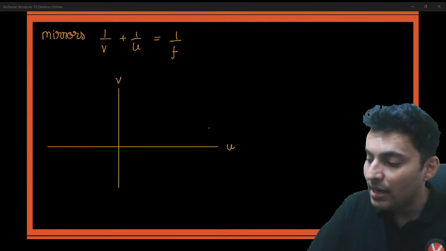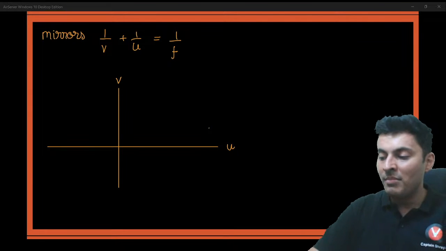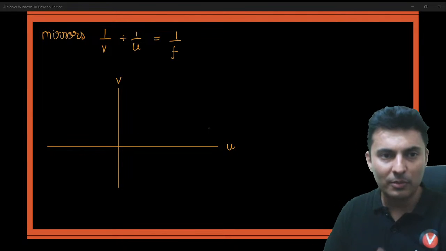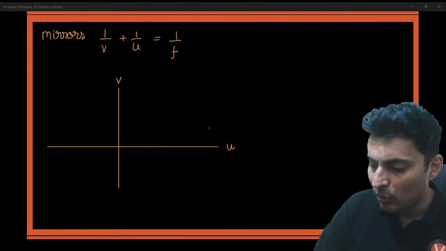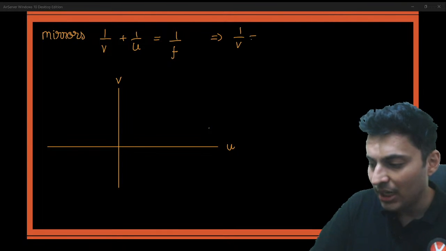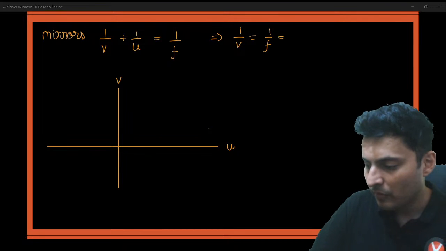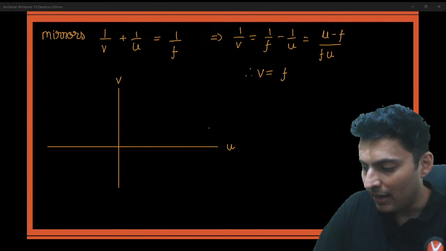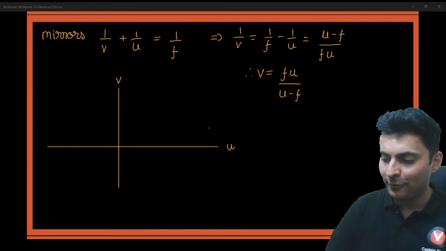First of all, rearrange this formula to make it look a little bit good. So how do we rearrange that? Let's do this. I can write it as 1 by V is equal to 1 by F minus 1 by U. Taking LCM, it will be (U minus F) divided by FU. So therefore, V will be equal to FU divided by (U minus F).